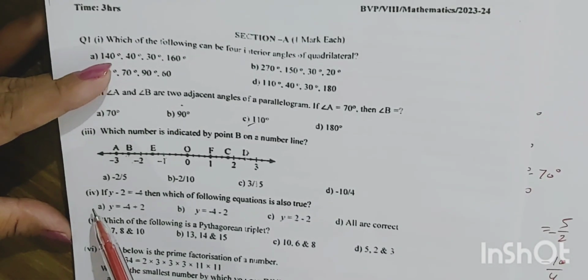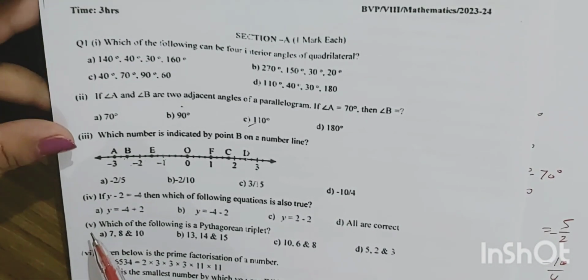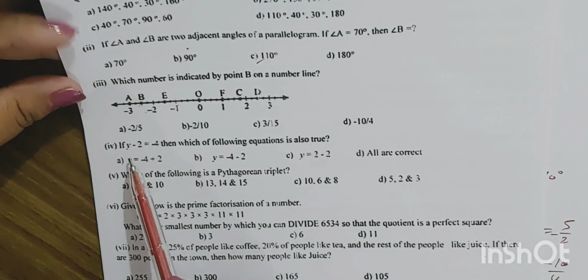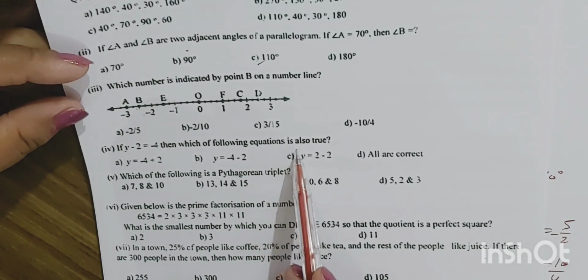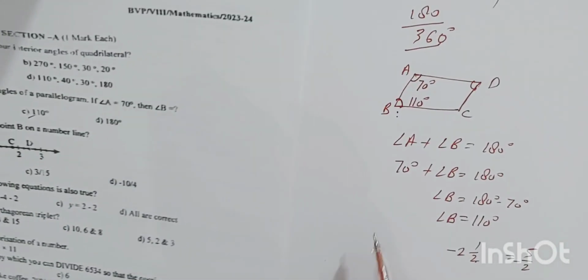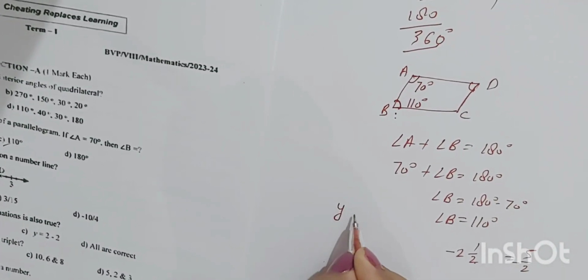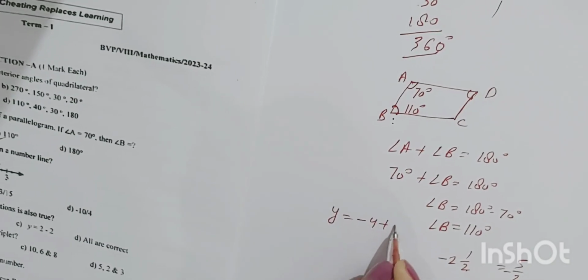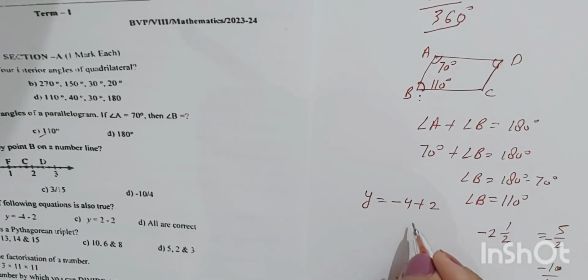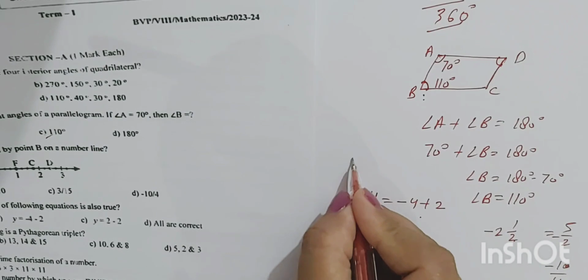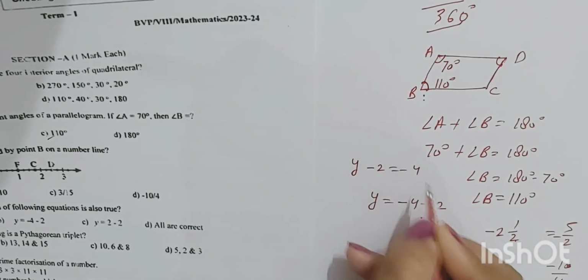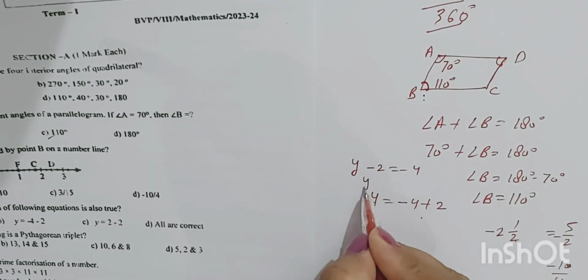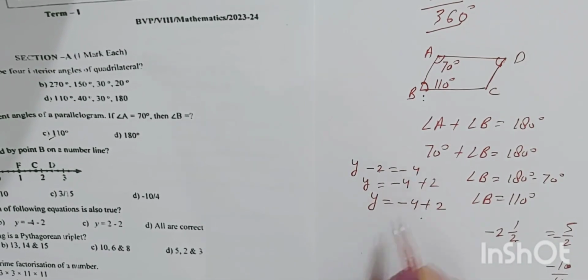Now the fourth part of question 1. If y minus 2 equals -4, which of the following equations is also true? The given equation is y minus 2 equals -4, so y equals -4 plus 2. This is the correct answer. That means option A is correct.